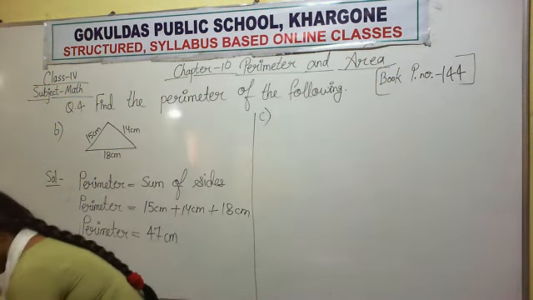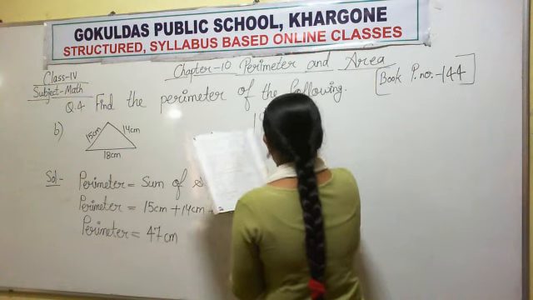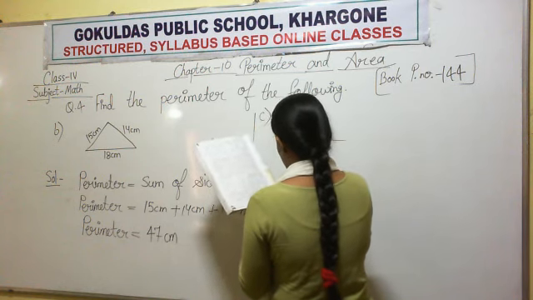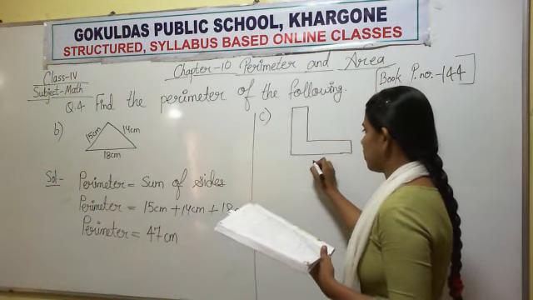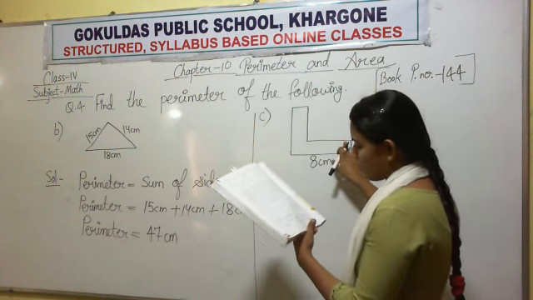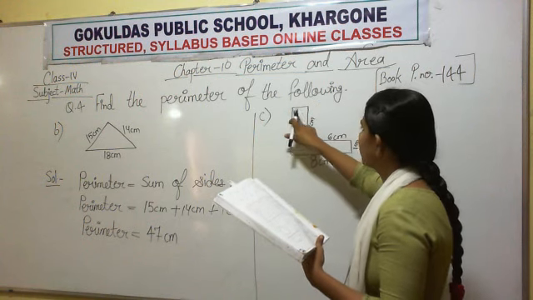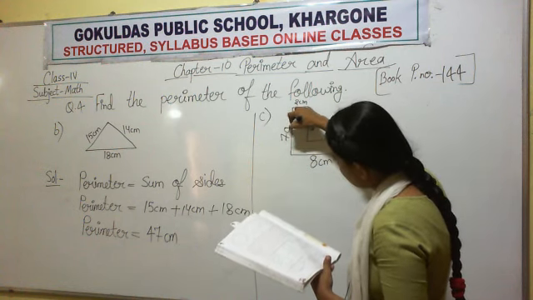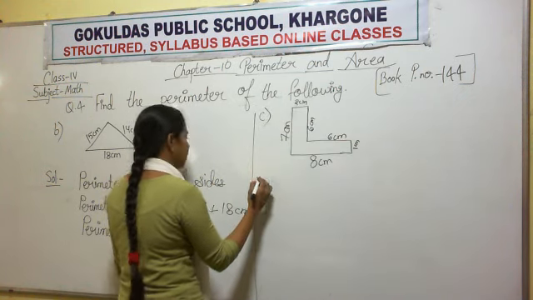Next figure given is like this. This side is of length 8 centimeter, this side is of length 1 centimeter, this side is of length 6 centimeter, this side is of length 6 centimeter, this side is of 2 centimeter, and this side is of 7 centimeter. These are the lengths of the sides of the given figure.